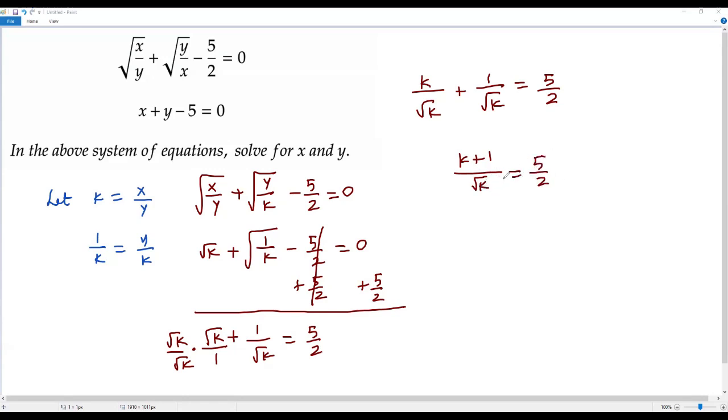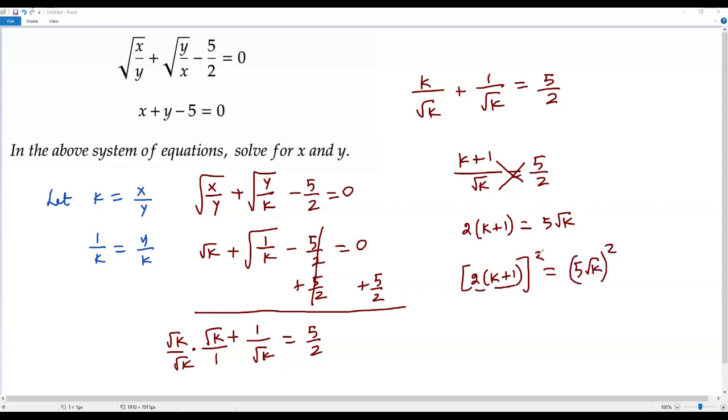Now we can do cross multiplication. That is, we have to multiply the numerator on the left side by the denominator on the right side, and the numerator on the right side by the denominator on the left side. Then I'm getting 2 times k plus 1 equals 5 times square root of k. Now to get rid of this square root, we can square both sides. Let me do it. Then I'm getting 2 times k plus 1, the whole square, equals 5 times square root of k, the whole square.